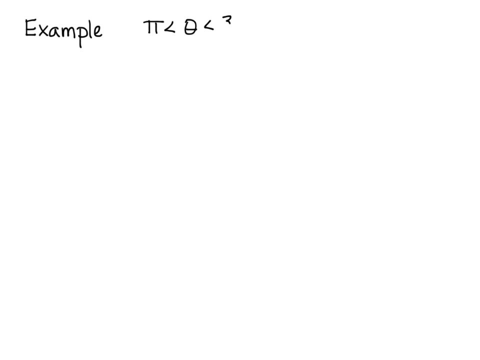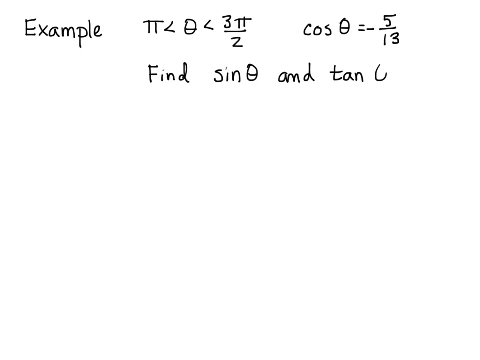Okay, so here's a couple examples. Let's say we have an angle that is between pi and 3 pi over 2. What quadrant is that? Third quadrant. Okay, so the cosine is going to be -5/13. So what would the sine be? This is a lot like your homework, only now we're in different quadrants. So what's the sine of the angle when the cosine is negative 5/13.